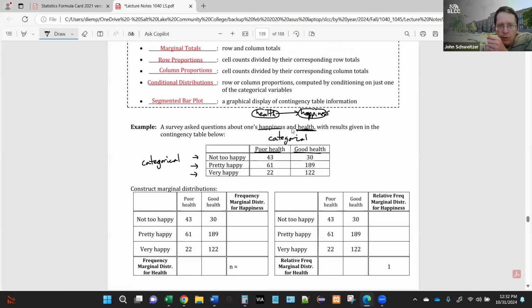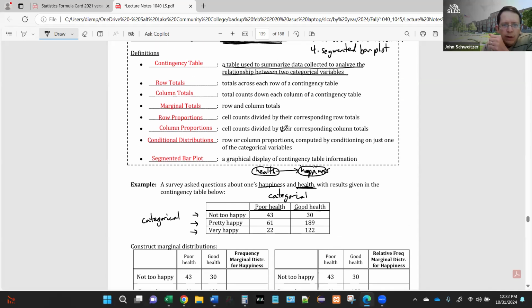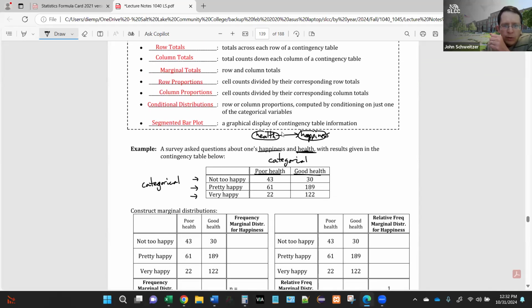And again, there's two categorical variables in the way they've set it up here. So we have a row variable and a column variable. So the happiness is the row variable. The health is the column variable. So every contingency table will have a row variable and a column variable.